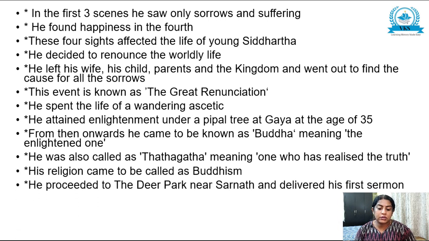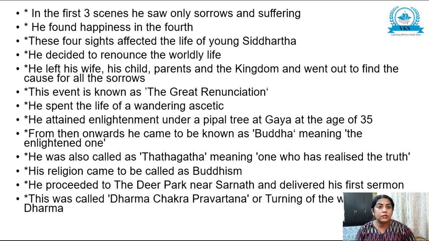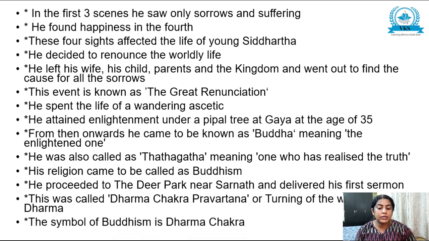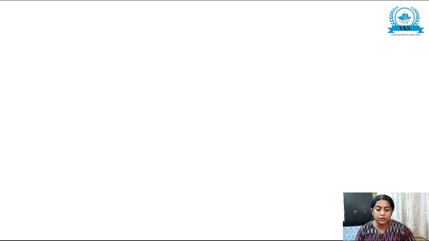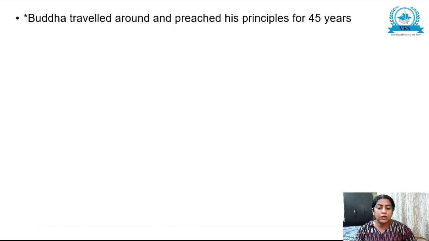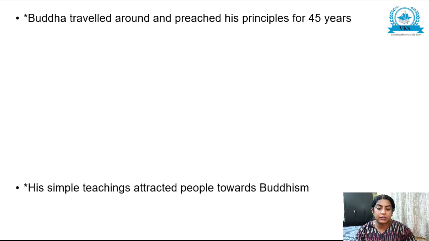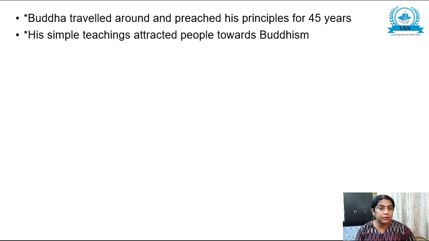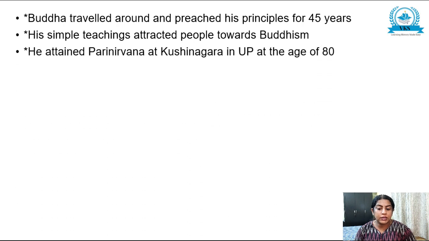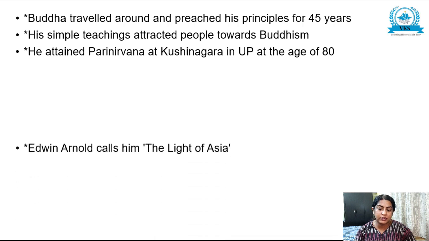He proceeded to the deer park near Sarnath and delivered his first sermon. This was called Dharma Chakra Pravartana, or turning the wheel of Dharma. The symbol of Buddhism is Dharma Chakra. Buddha travelled around and preached his principles for 45 years. His simple teachings attracted people towards Buddhism. He attained Parinirvana at Kushinagara in UP at the age of 80.